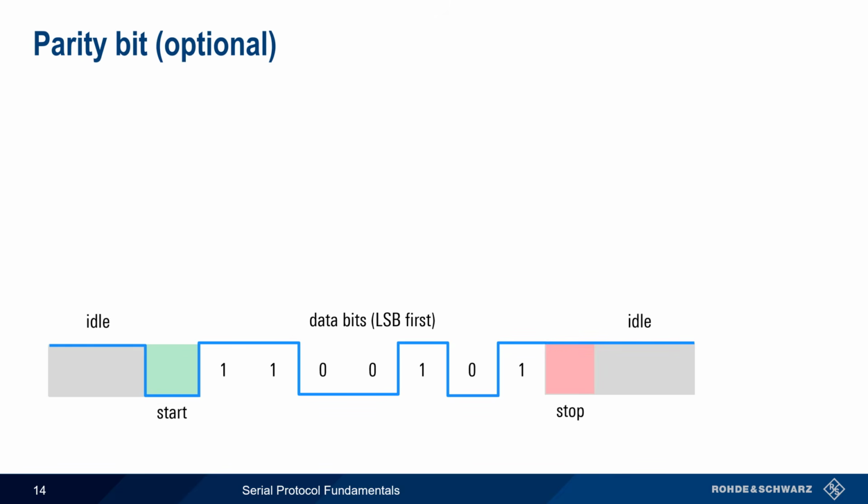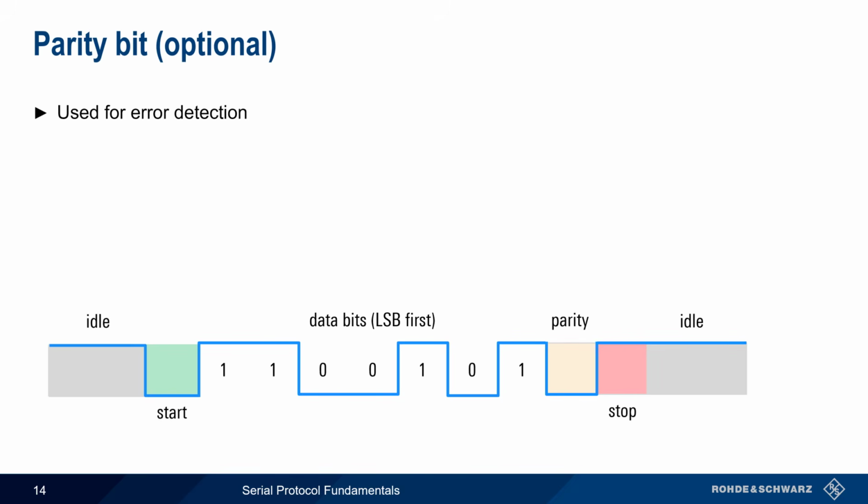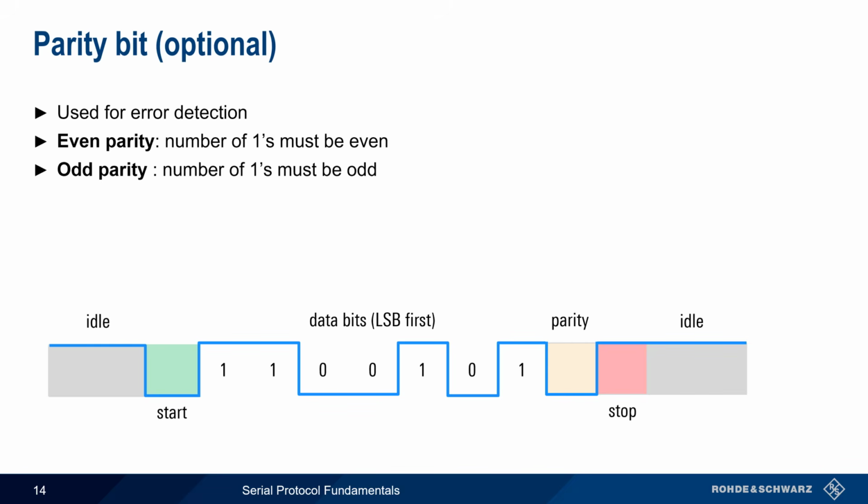A UART frame can also contain an optional parity bit that can be used for error detection. This bit is inserted between the end of the data bits and the stop bit. The value of the parity bit depends on the type of parity being used. In even parity, this bit is set such that the total number of ones in the frame will be even. In odd parity, this bit is set such that the total number of ones will be odd. Let's look at an example.